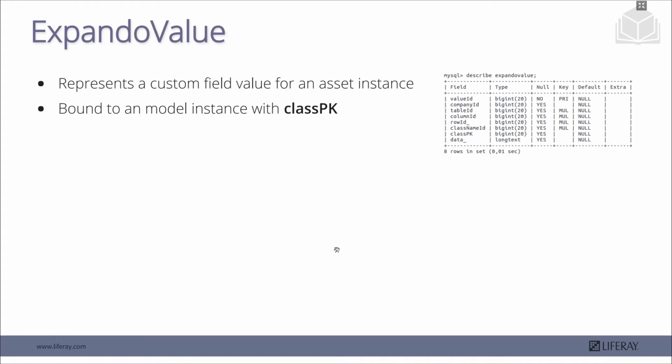And finally, one of the most important here is the ExpandoValue. So you have a custom field for the user, for example, which is an employee ID. Now the actual value entered within the employee ID custom field is going to be stored here with the ExpandoValue. So the ExpandoValue is just that, the value for a specific custom field, or ExpandoColumn, as we see within the database.